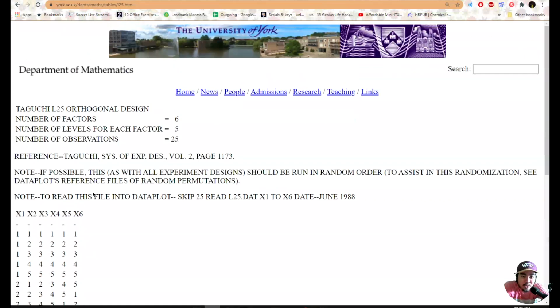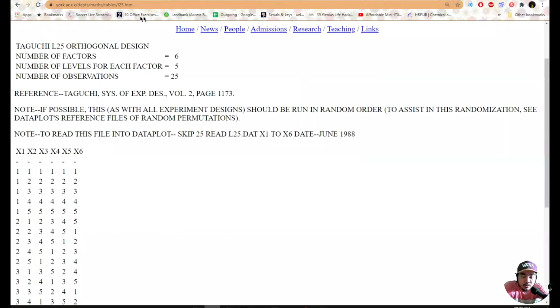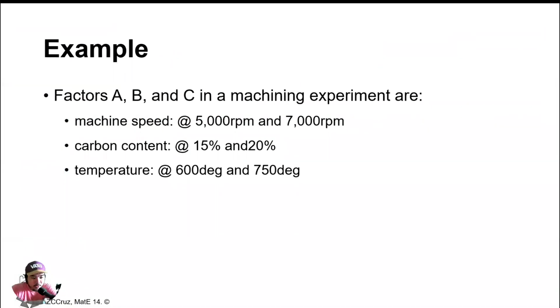Ito 5 levels nga to, L25. This is also a good design, no. Okay? So, that just shows you kung ano yung mga different na orthogonal arrays that are available for Taguchi Design. And it will depend on your experiment kung ano yung appropriate doon sa study na gagawin. Okay? So, let's try this one.